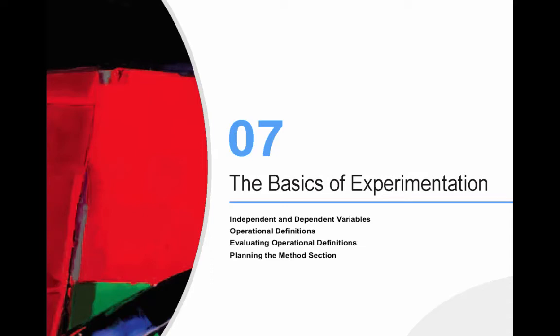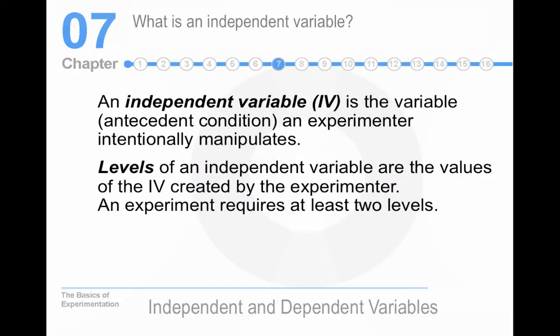Okay, today we're going to talk about Chapter 7 from our book, which is about the basics of experimentation. So let's get started with what an independent variable is. An independent variable is what we manipulate, and the levels are the different values that are created. And you have to have at least two levels.